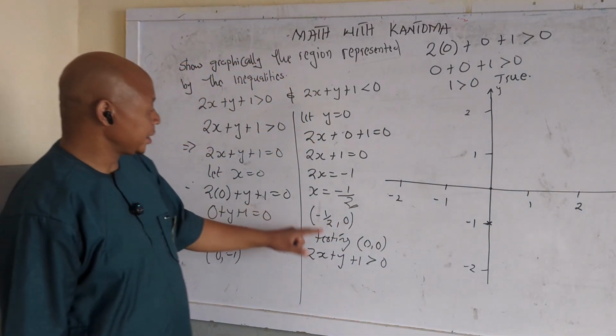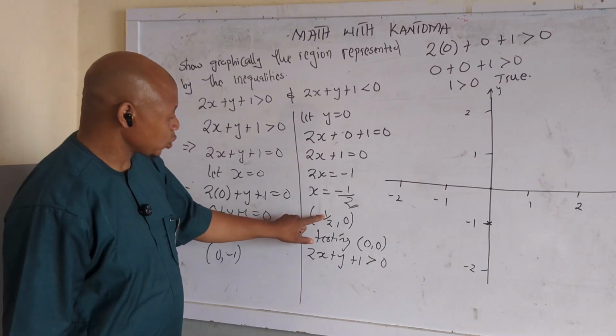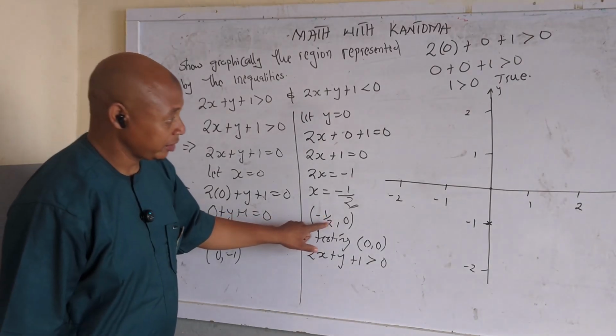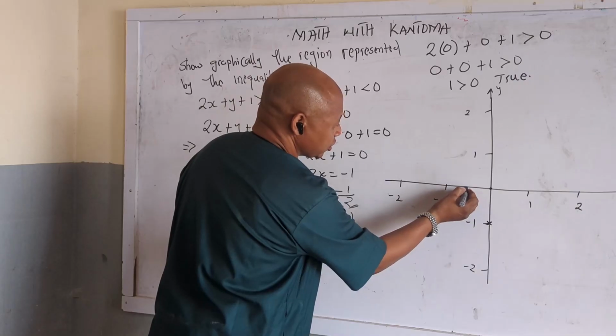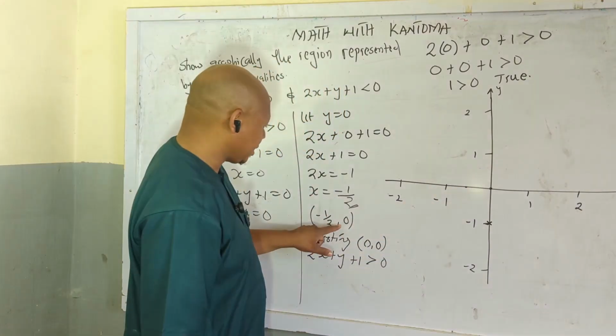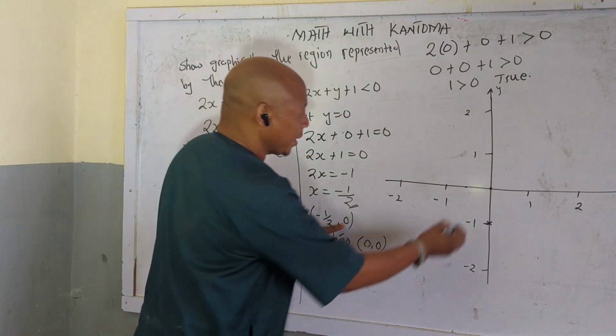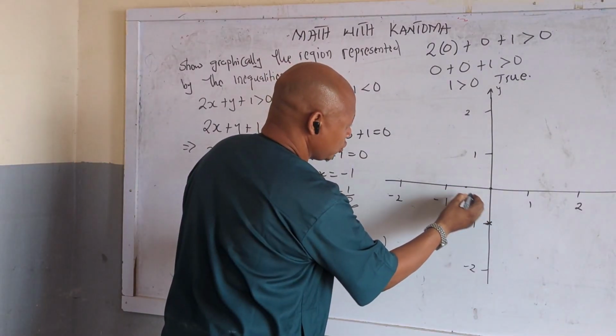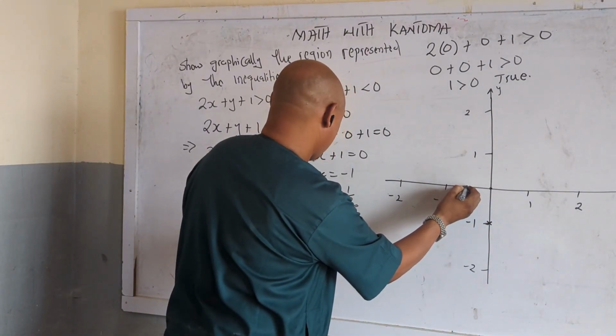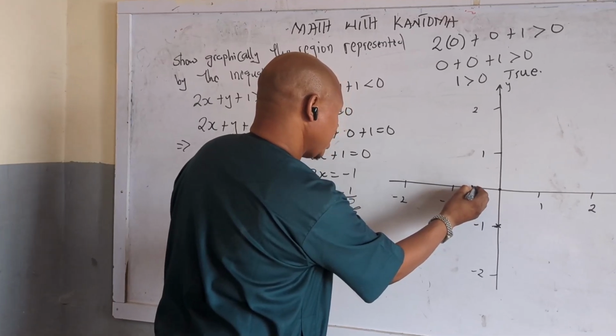Then the second coordinate: when x is minus 1 over 2, meaning minus 0.5, the value of y is 0. Y is 0 on this axis. So x is minus 1 over 2 and y is 0, and this is the coordinate where they meet.